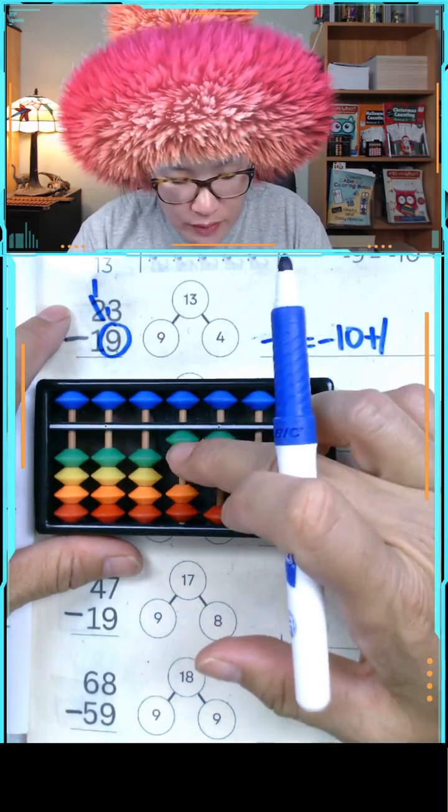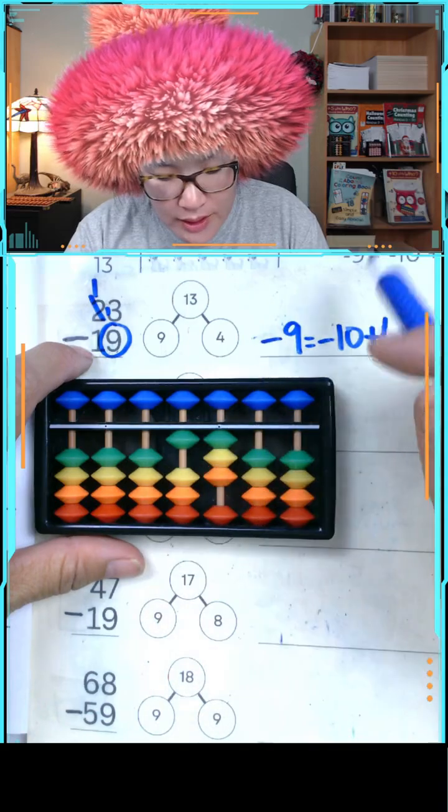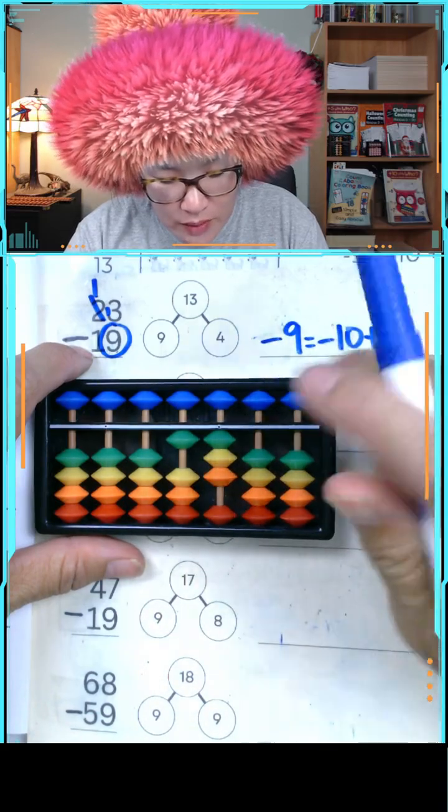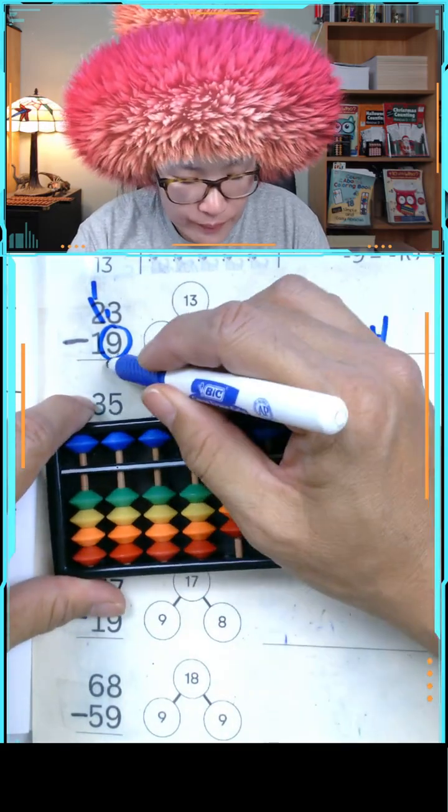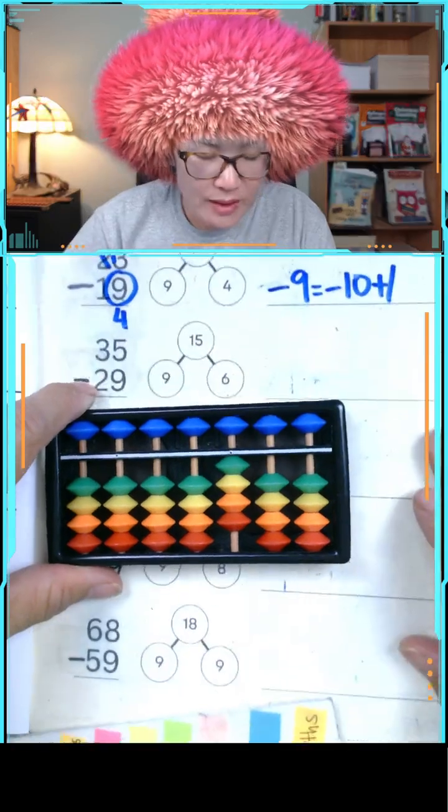So even if I take away the 1 from here, and then I take away the 9. Take away the 9 is what? Minus the 10 plus the 1. So my final answer is 4. All right, that's one. Let's keep going.